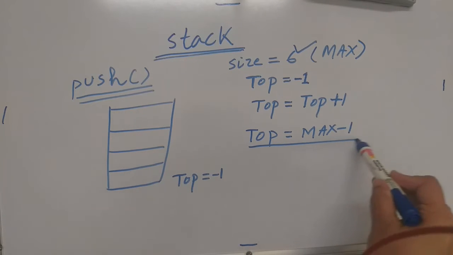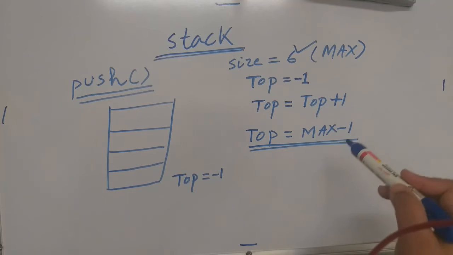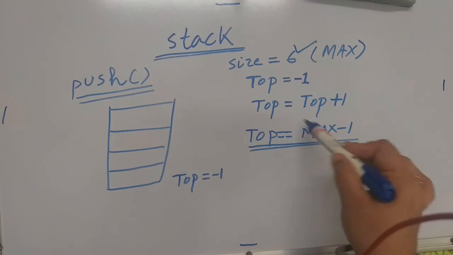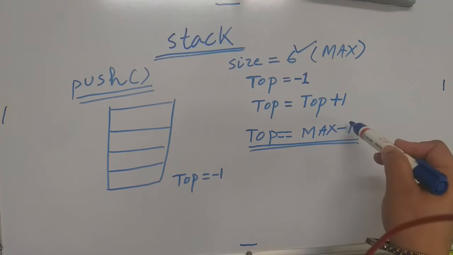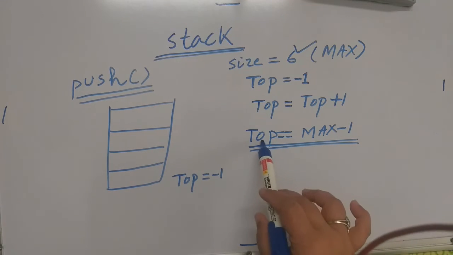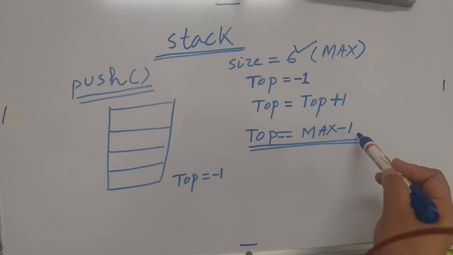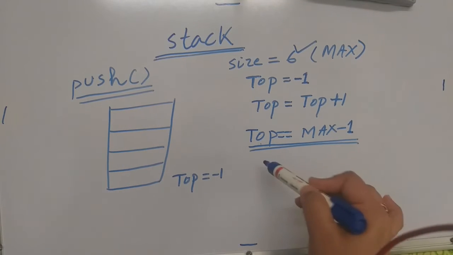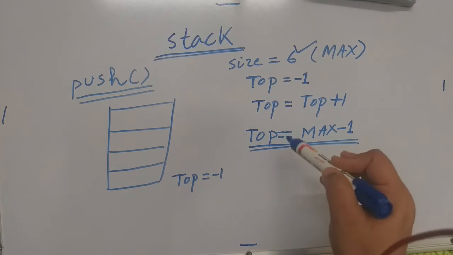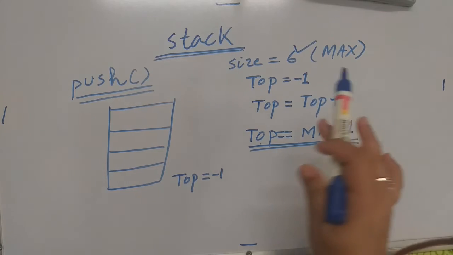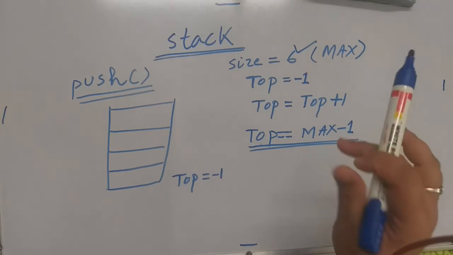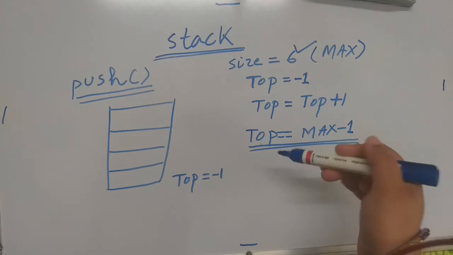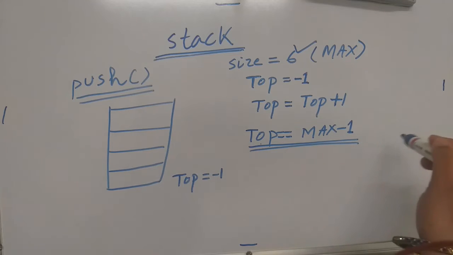So first we check if the top value is the same as max -1 or not. If the top is equal to max -1, then we write down that top equal to max -1 means it has achieved its maximum position. So the next insertion is not possible, the push is not possible. So what do we write down? We write down the overflow condition.